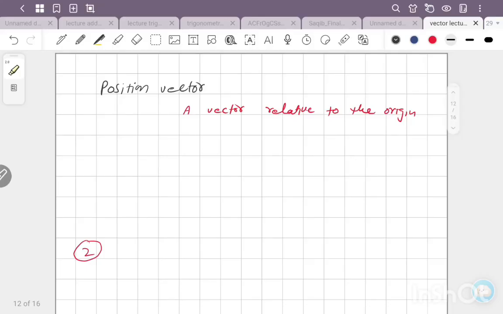Okay, next we have a question on the topic of the position vector. What is the position vector? A vector which is related to the origin, we say that it's a position vector.